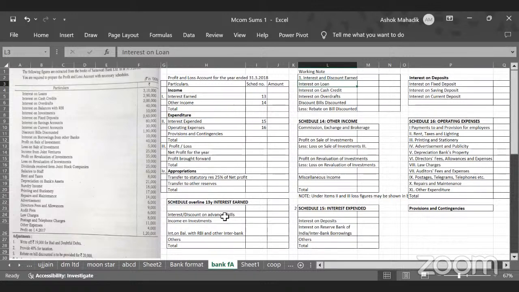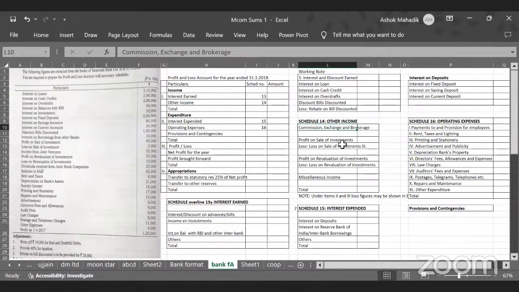Then profit on sale of investment. Have a look at schedule number 14. In the third column, it is there. You can see schedule number 14, I have highlighted there. Here we will account for all the incomes apart from those in schedule number 13. In 13, we have taken only interest incomes or rebate calculated on bills of exchange. Apart from that, whenever the bank earns anything by any other source, it will come in schedule number 14.